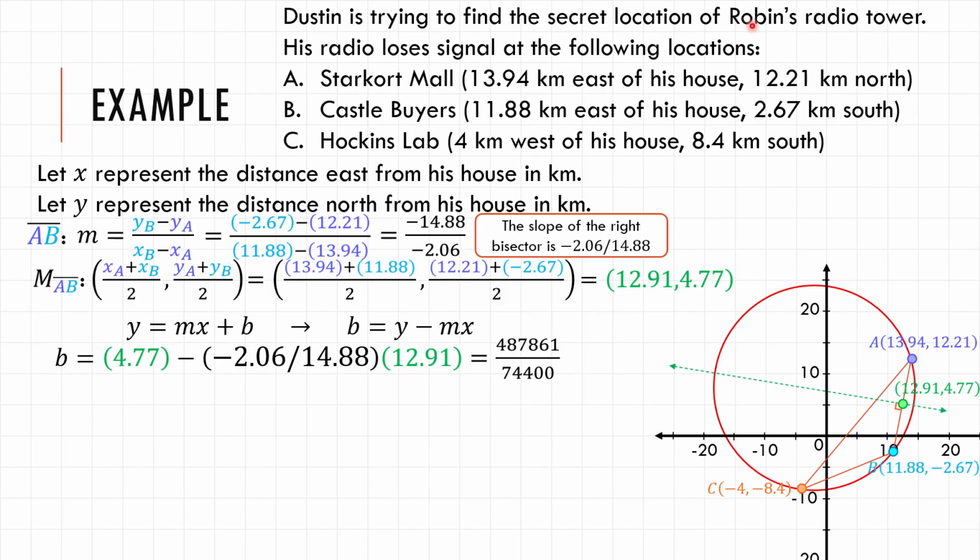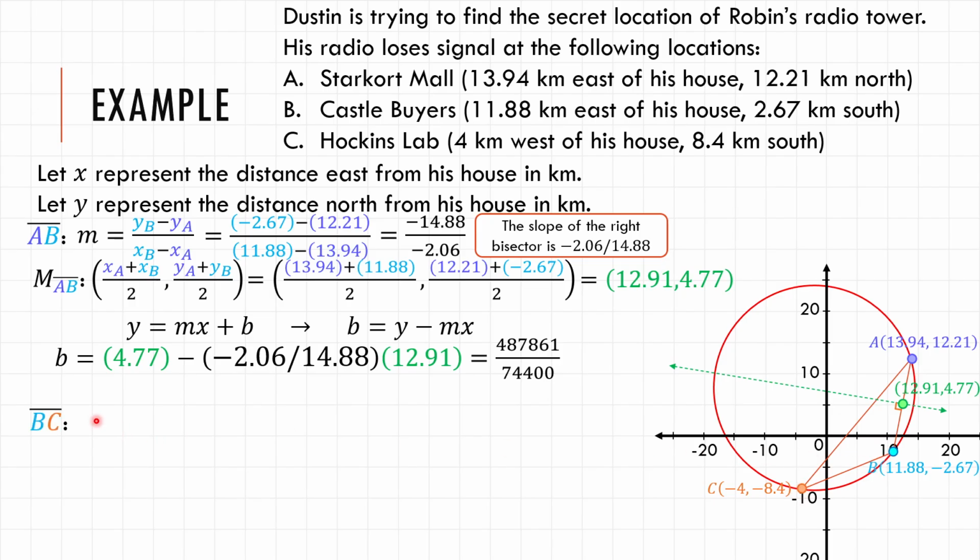So Robin's radio tower is at the center of the circle, and this does go through the center of the circle, so it's somewhere along this line. But where exactly? Could it be here? Could it be here? Could it be here? Somewhere. To get the exact value, I think I would need another line going through this, and that's the right bisector of B and C, of BC.